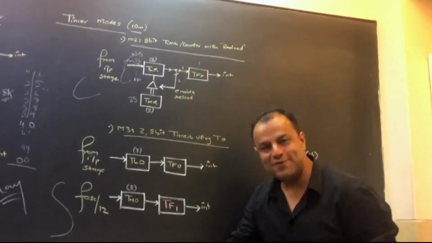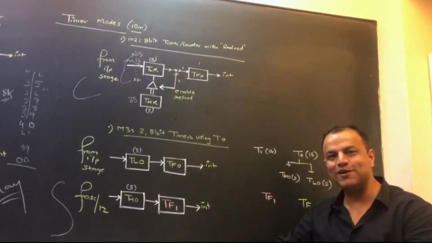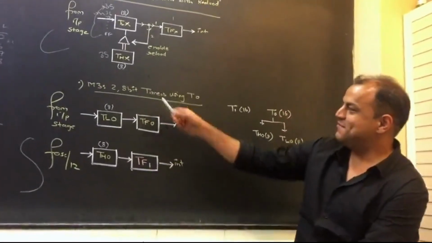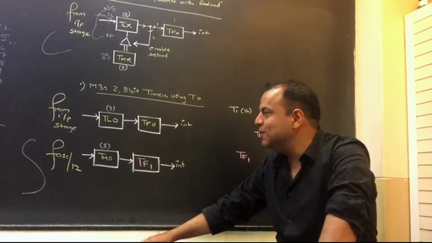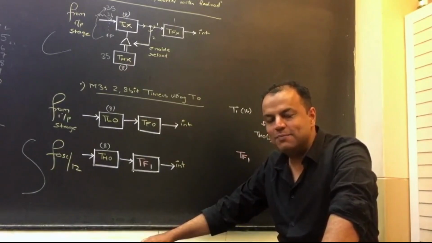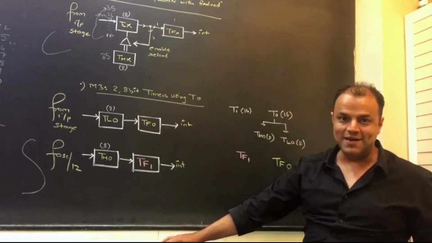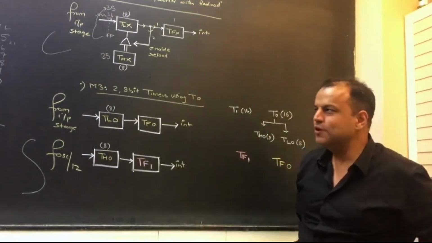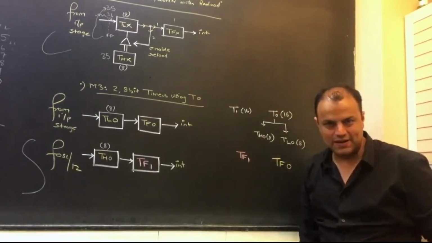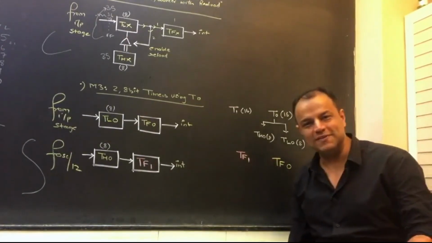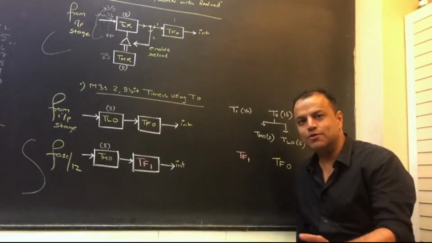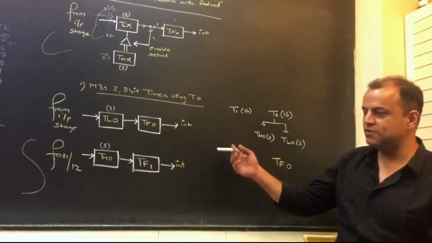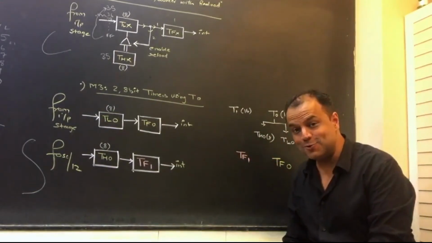The last and final mode. We have been talking non-stop for almost 1.5 hours. Final mode, mode 3. The name is 2 8-bit timers using timer 0. I repeat, 2 8-bit timers using timer 0. Now look here, this is a very interesting mode. From an understanding point of view, we never use it in programs, at least the programs you write at university or college level. In those programs, you never really use this mode. But it's a very interesting mode to learn.